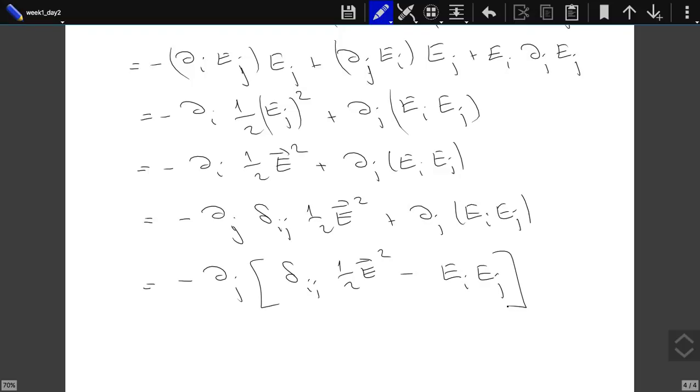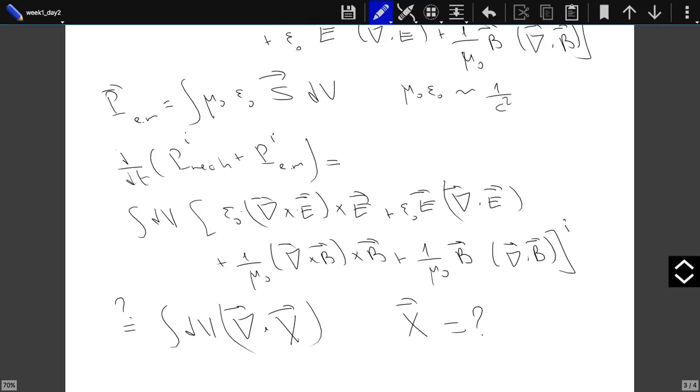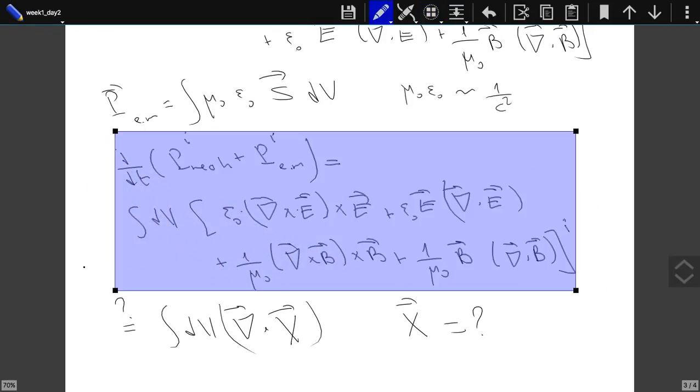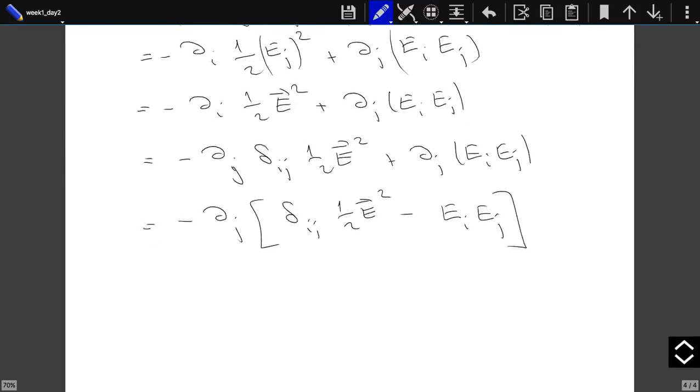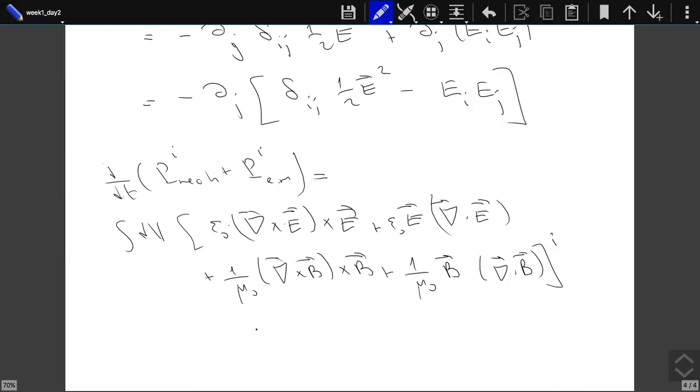Let's write down everything together. So here, we started with this expression. Now let me just copy all of it. This was our expression that we had derived. And now we see that this volume integral, we can write in this form. Let me take the minus sign out.